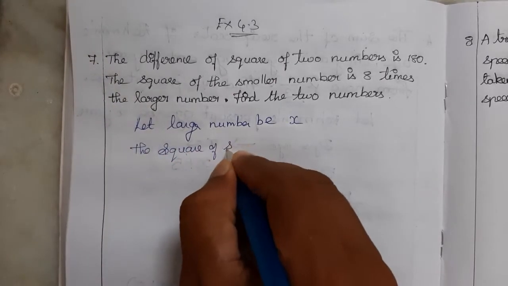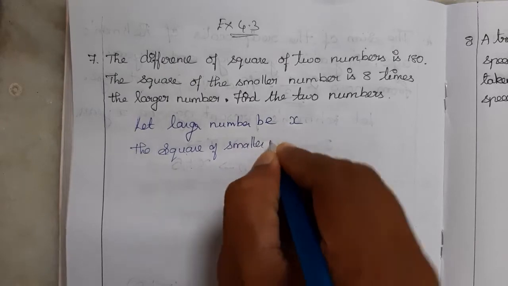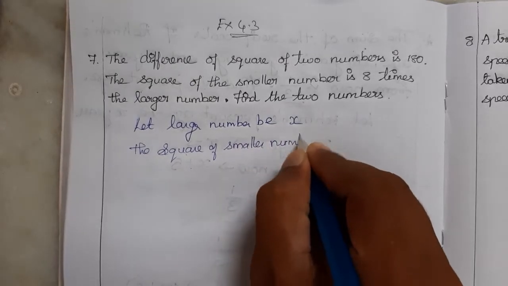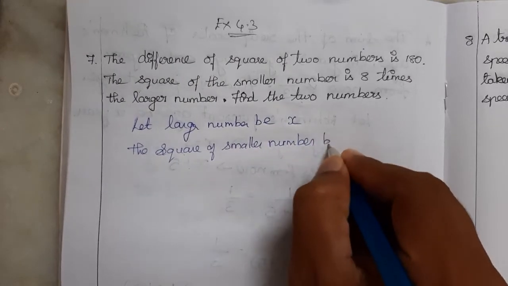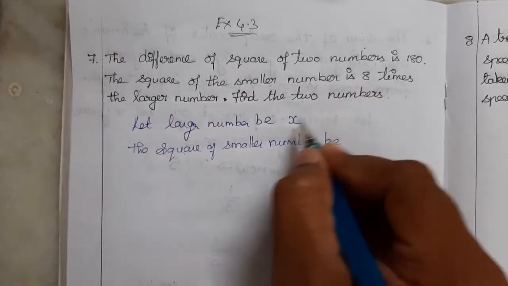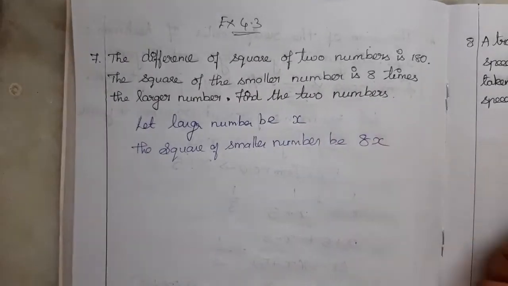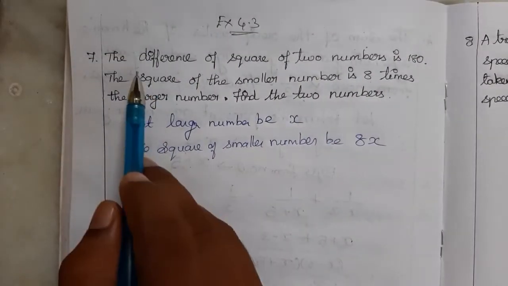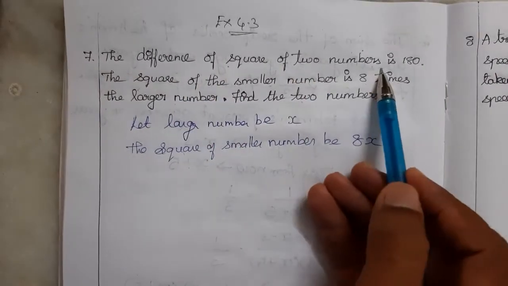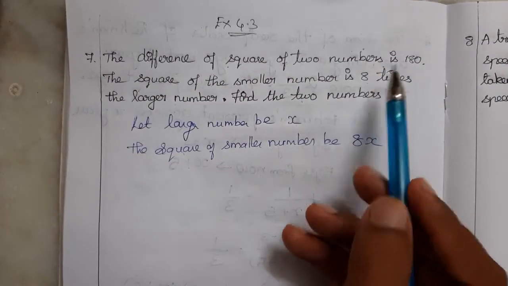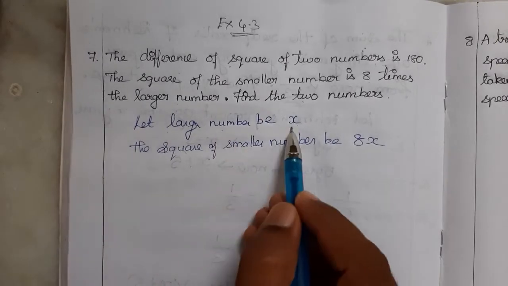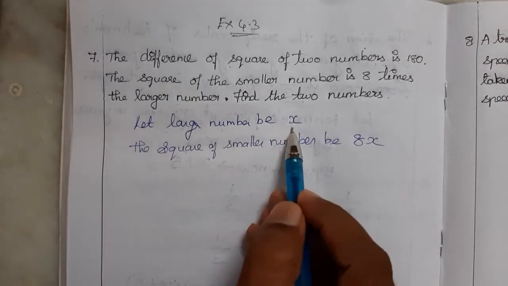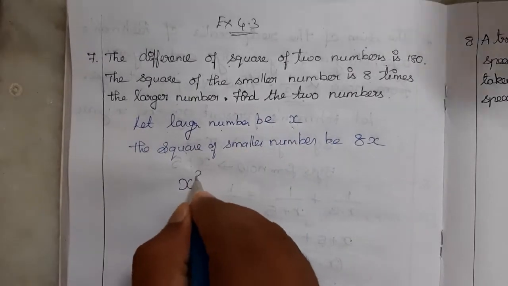The square of the smaller number be 8 times the larger number, 8 times x. So it is 8x. Clear? Then the difference of the squares of the two numbers. The larger number is x, so the square of the larger number is x square.